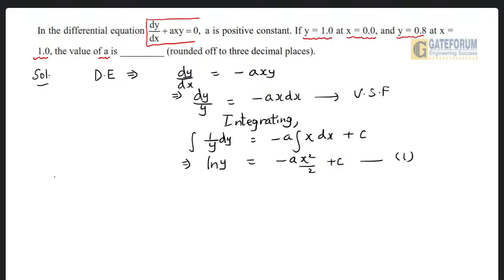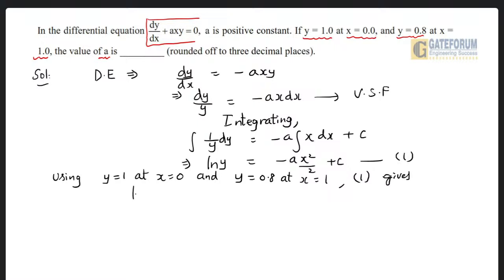Use the given conditions. Using y value 1 at x is equal to 0, and y is equal to 0.8 at x is equal to 1, that is the point (1, 0.8), in equation 1. Substitute these boundary conditions in equation 1.